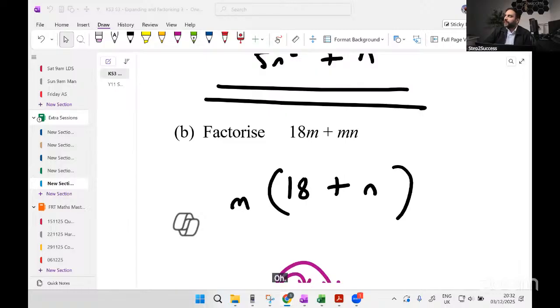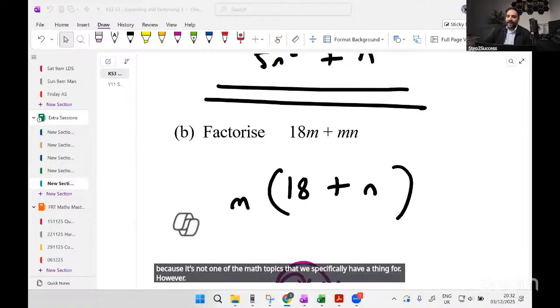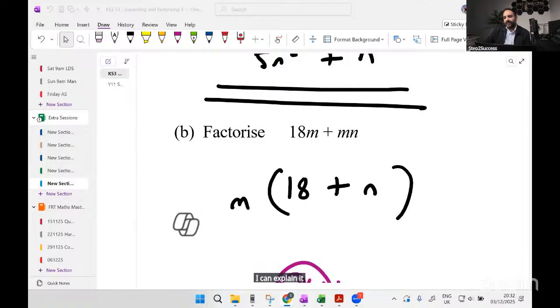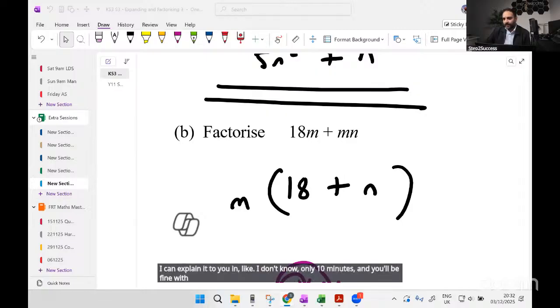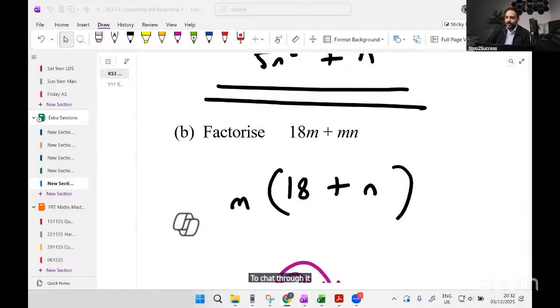Oh, okay. OCR. Fine. The simple answer is not specifically, because it's not one of the maths topics that we specifically have a thing for. However, I can explain it to you in like, I don't know, I'll need 10 minutes and you'll be fine with it. So I will arrange for a time to chat through it with you. So don't worry about it.